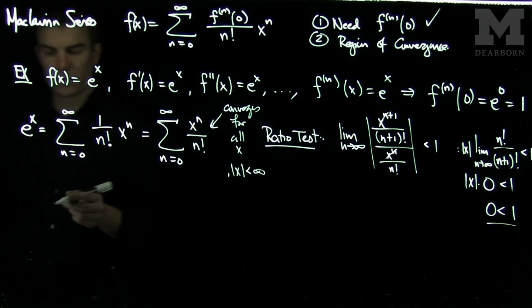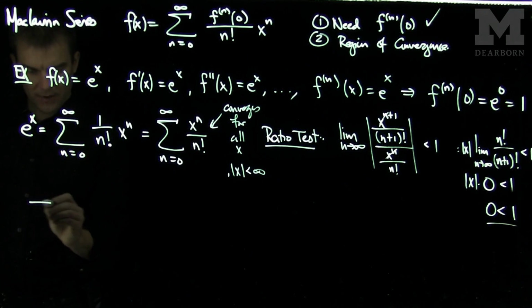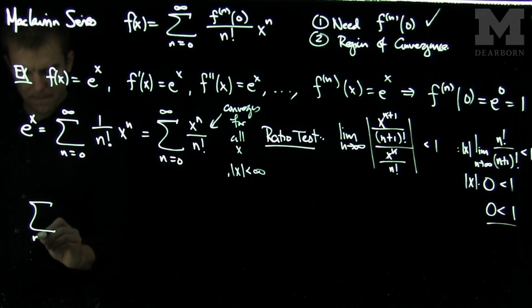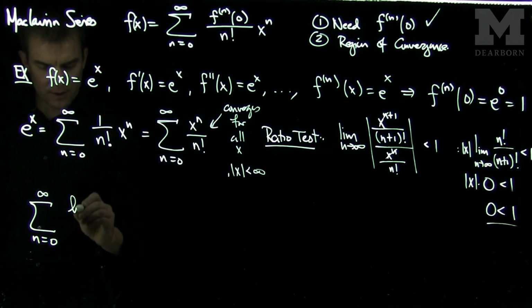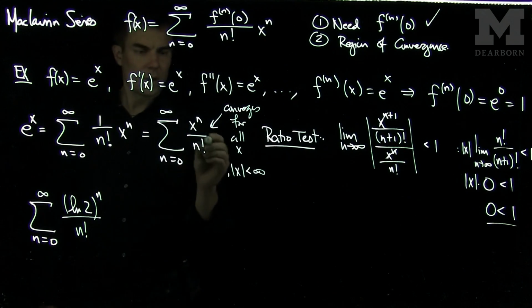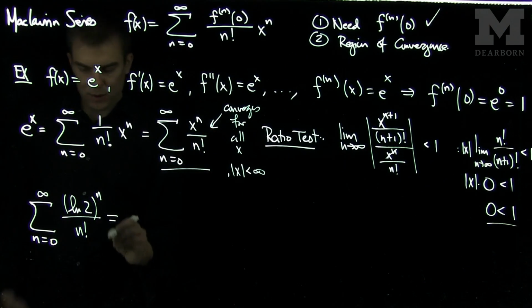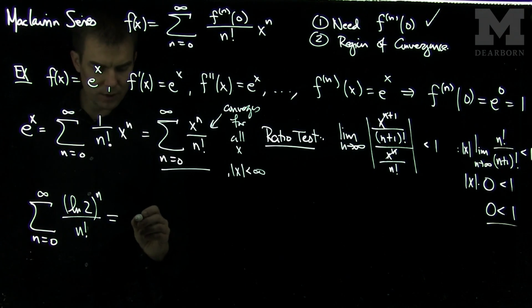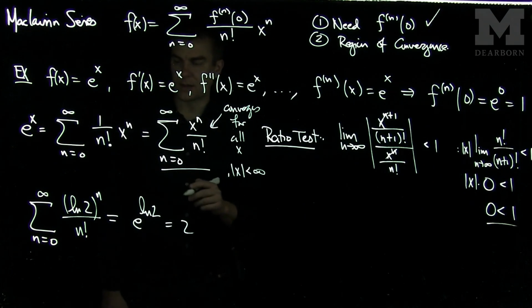Now this gives us some useful information. So we'll see a consequence of this. If I was asked, for example, to find the sum, n goes from 0 to infinity, of the natural log of 2 to the power n over n factorial, we see that x to the n over n factorial added up from 0 to infinity is e to the x. So this infinite series looks like e to the natural log of 2, which is just 2. So we can evaluate this infinite series like this.